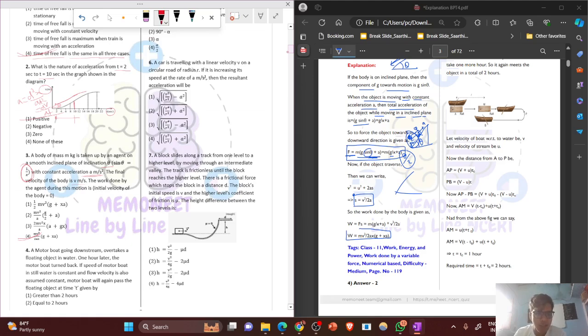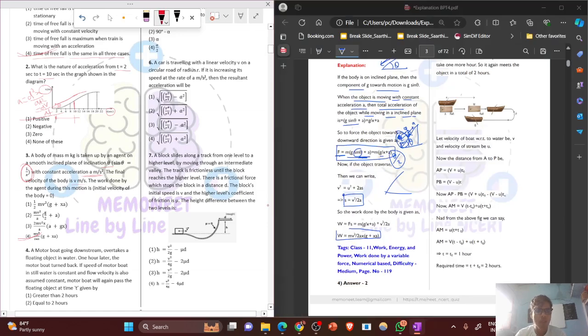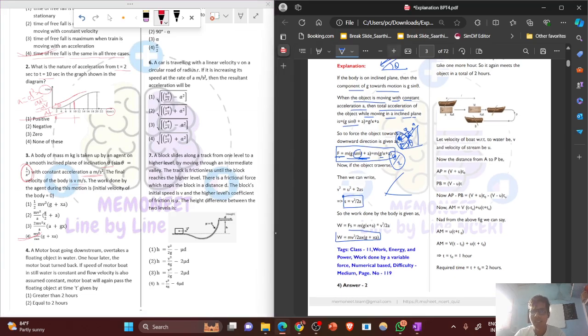Now moving ahead, a motorboat going downstream overtakes a floating object in water. One hour later, the motorboat turns back. If the speed of the motorboat in still water is constant and the flow velocity is also assumed constant, the motorboat will again pass the floating object at a time t given by. It is asking about the time when the motorboat again passes it.